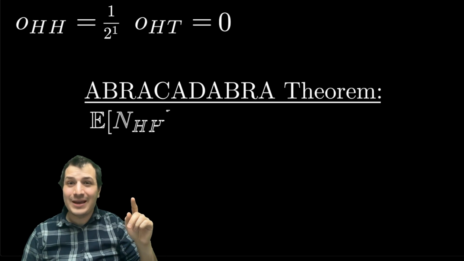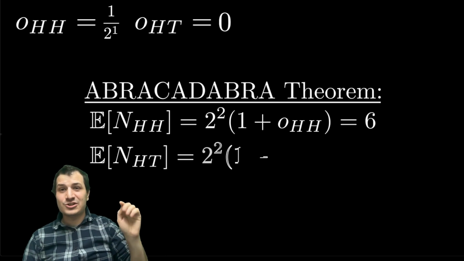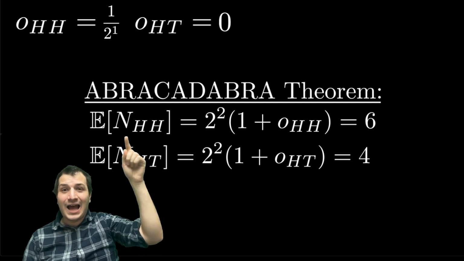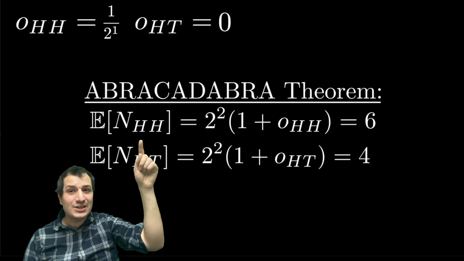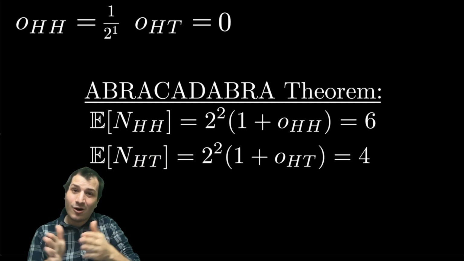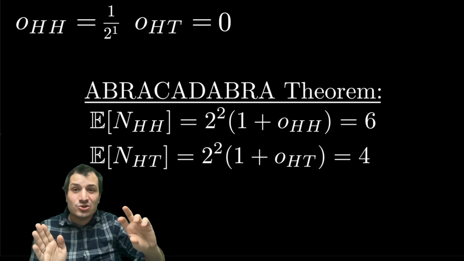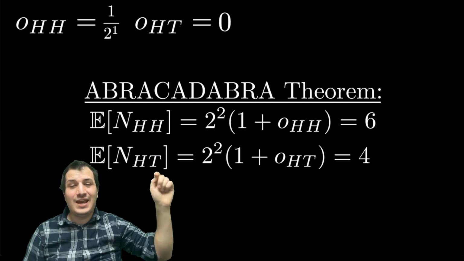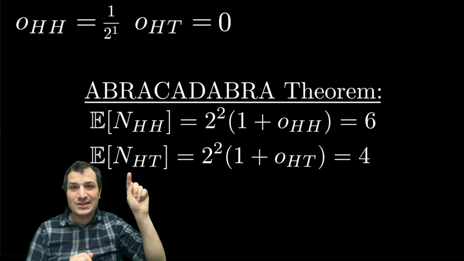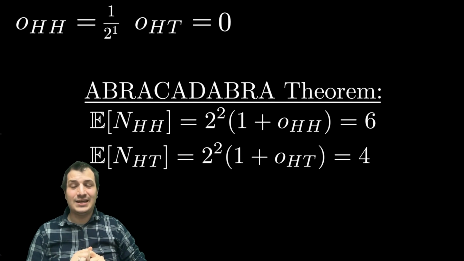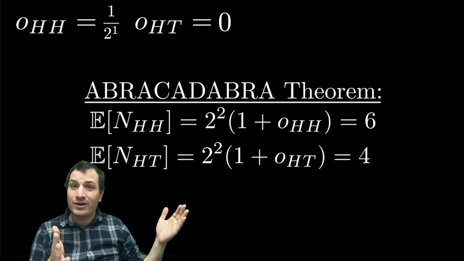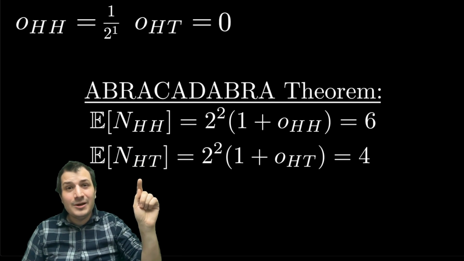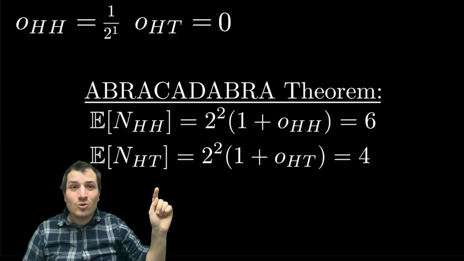The abracadabra theorem answers a question: how many coin flips on average does it take until you see a given sequence? So for the sequence heads, heads, how many coin flips on average does it take until you see the first heads, heads? This is the same as asking in our game, how many coin flips until Alice scores her first point? The abracadabra theorem tells you it's related exactly to the hanging overlap. It's always 2 squared, because they're sequences of length 2, times 1 plus the hanging overlap. For Alice, that is 6 coin flips. It takes 6 coin flips until you see your first heads, heads on average. For Bob, because the hanging overlap is 0, that's only 4 coin flips.